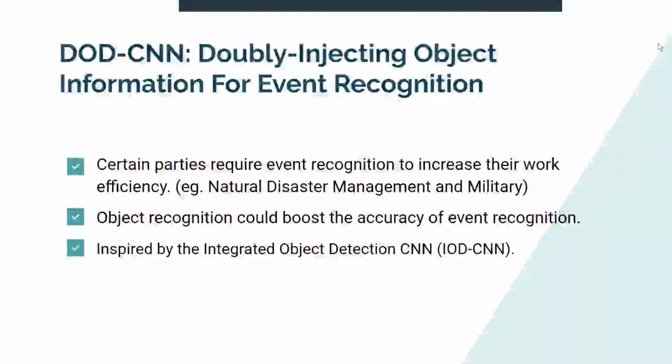Okay. So the third one is doubly injecting object information for event recognition. So for this application, it is for event recognition. As we know, certain parties require event recognition to increase or improve the work quality. So when it comes to event recognition, DoD CNN is very useful as it does object recognition, recognizing related objects for a particular event to boost the accuracy of event recognition.